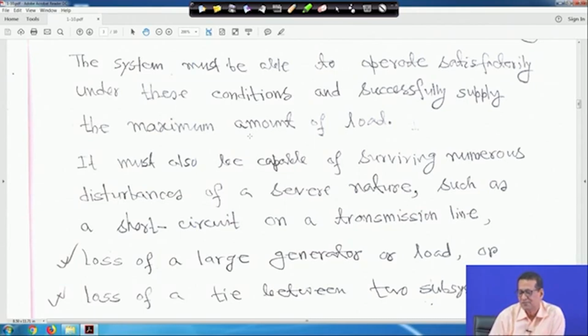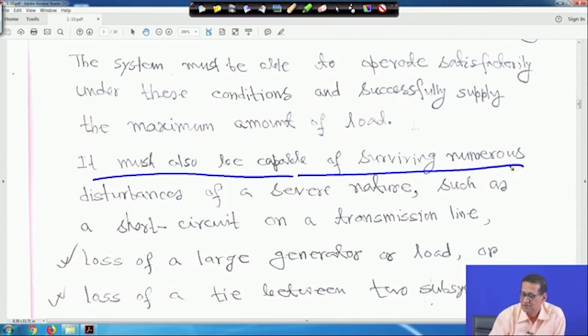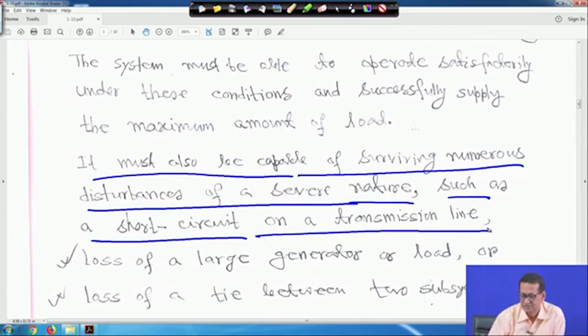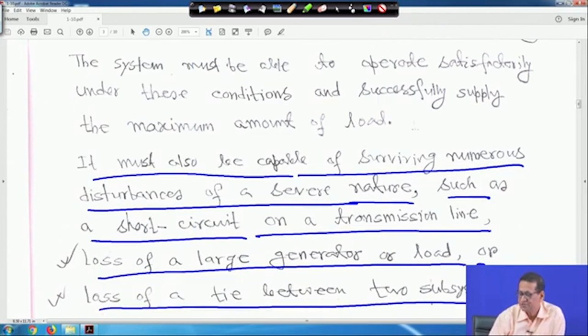It must also be capable of surviving numerous disturbances of a severe nature, such as a short circuit on a transmission line, right? So loss of a large generator or load, or a loss of a tie between substations.